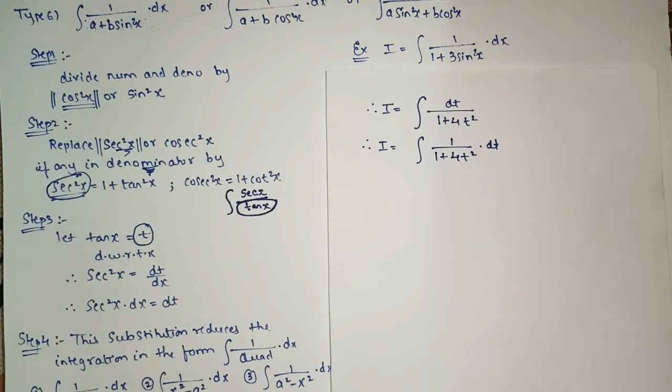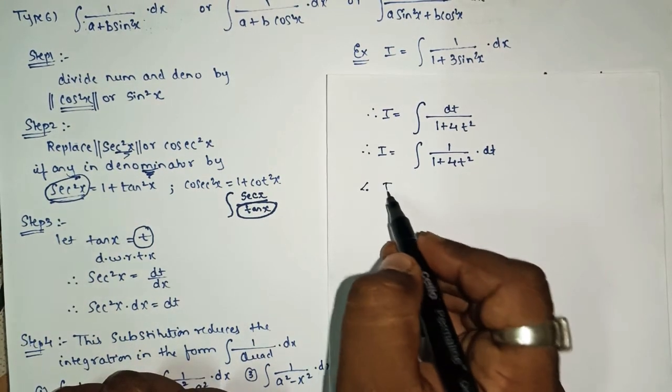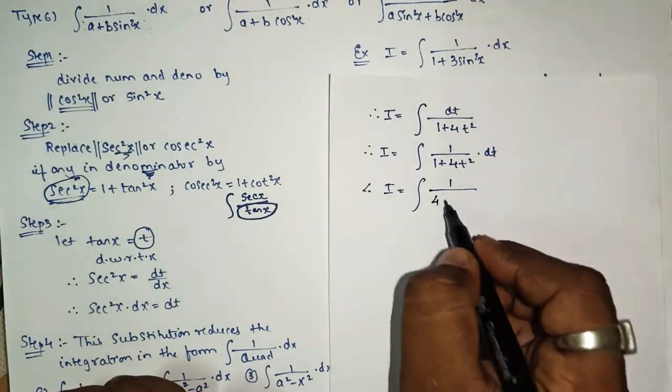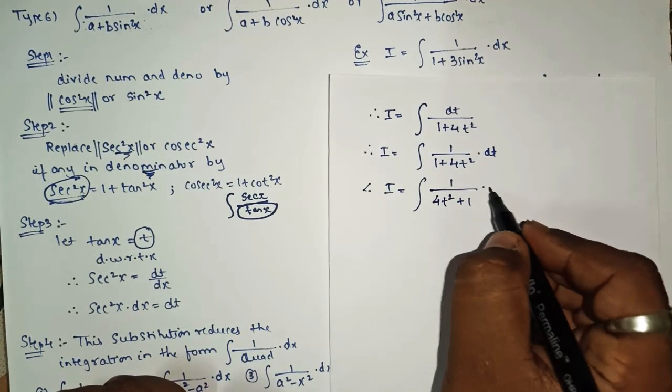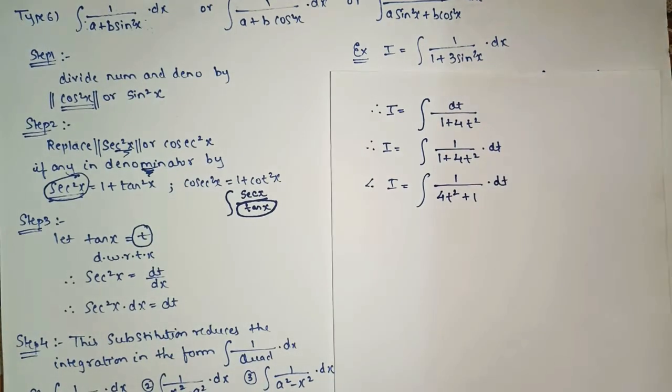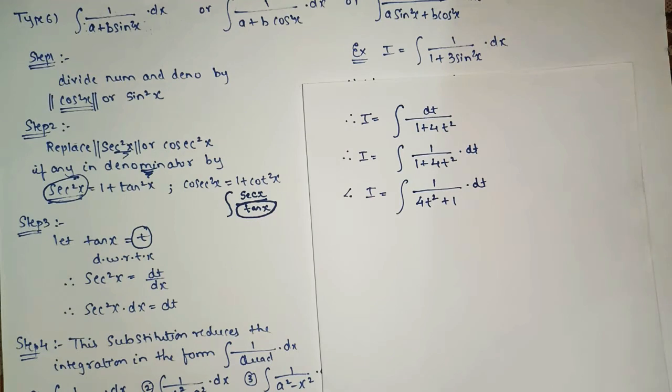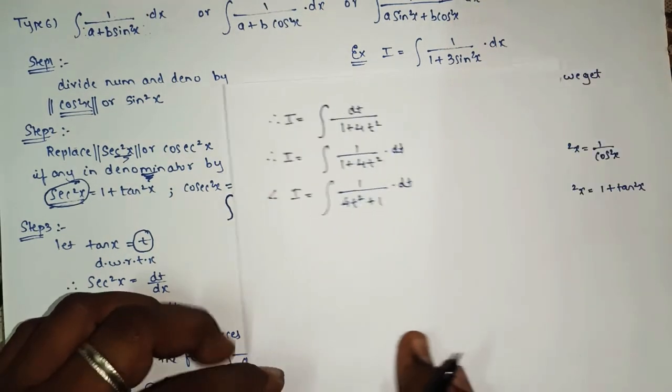As clearly mentioned, this substitution reduces to the integration in the form 1 upon quadratic. Clearly we can see that here we have 1 in the numerator, and in the denominator it is a quadratic. Yes or no? But we can see that the middle term is absent, and we know that whenever the middle term is absent, there is no need of using the third term concept; directly we can solve.